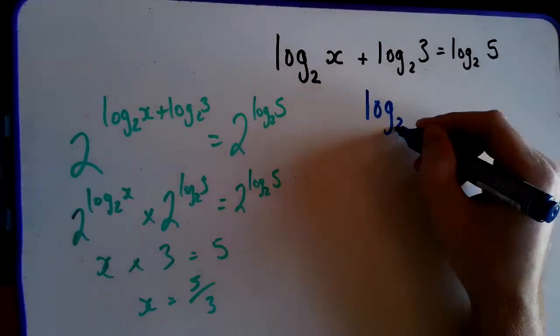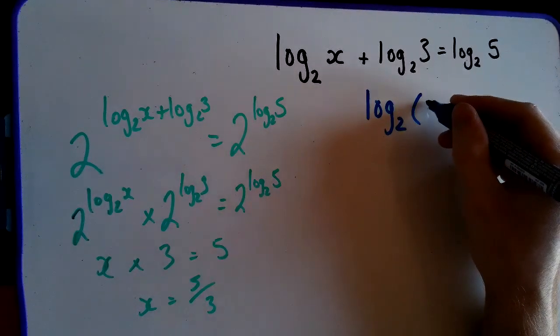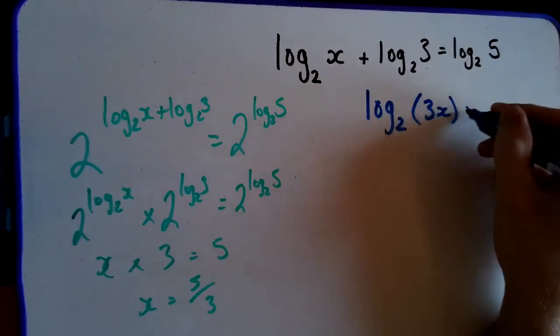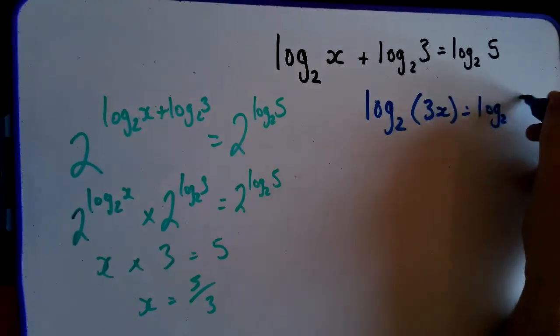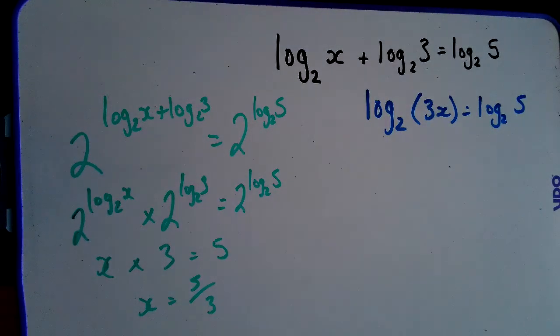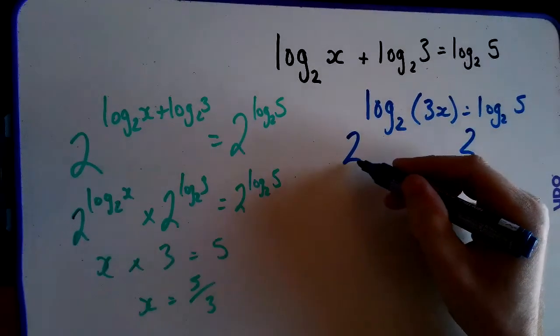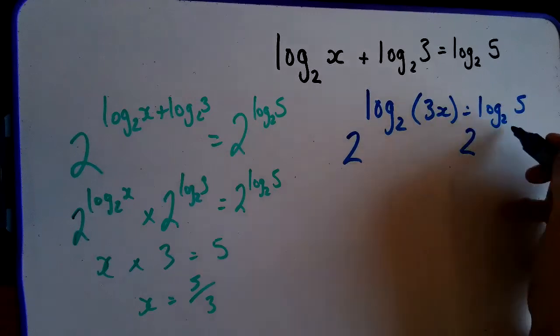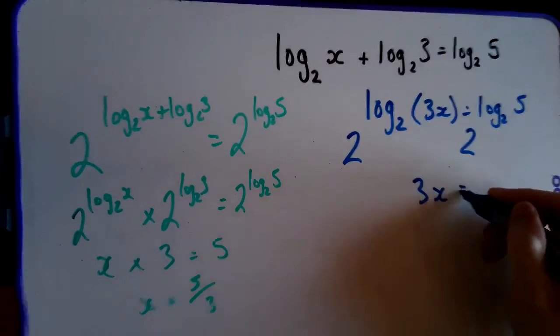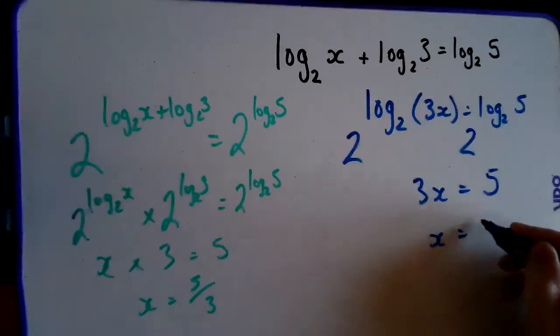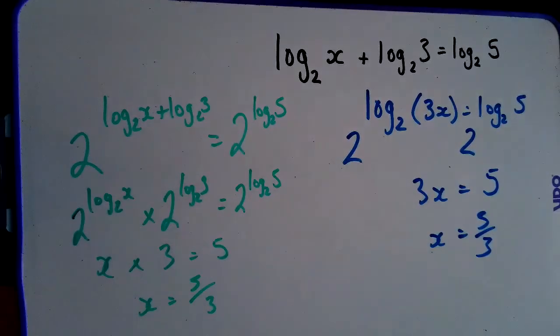So log base 2 of 2 to the 3x equals log base 2 of 5, so 3x equals log base 2 of 5. Now when I do 2 to the power of both sides, the 2 and log 2 cancel out, so I get 3x equals 5, so x is 5 over 3. So I get the same answer, just this way is a bit quicker.